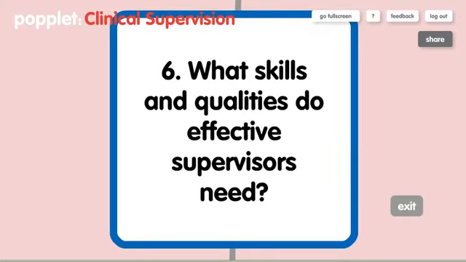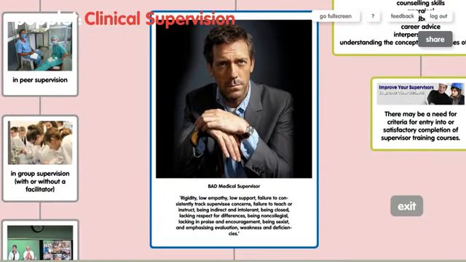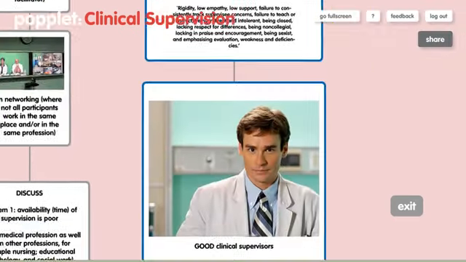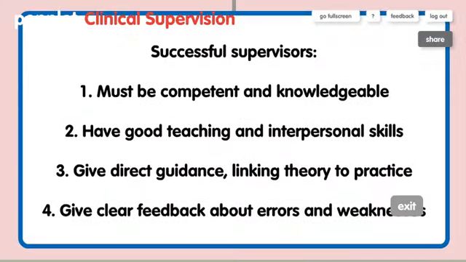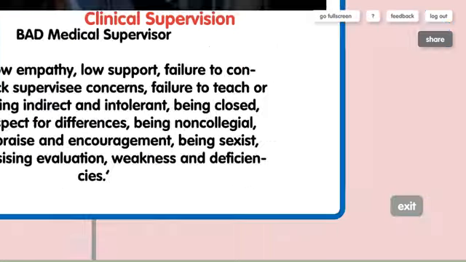What skills and qualities do effective supervisors need? Well, the bad supervisor, as quoted, shows rigidity, low empathy, low support, failure to consistently track supervisee concerns, failure to teach or instruct, being indirect or intolerant, being closed, lacking respect for differences, being non-collegial, lacking in praise and encouragement, being sexist and emphasizing evaluation, weakness, and deficiencies. Compared to this, the good clinical supervisor encourages communication between themselves and the trainee, appears to enjoy teaching, is well organized, is a positive role model, facilitates learning, and is available. So, successful supervisors must be competent and knowledgeable, have good teaching and interpersonal skills, give direct guidance, link theory to practice, and give clear feedback about errors and weakness.